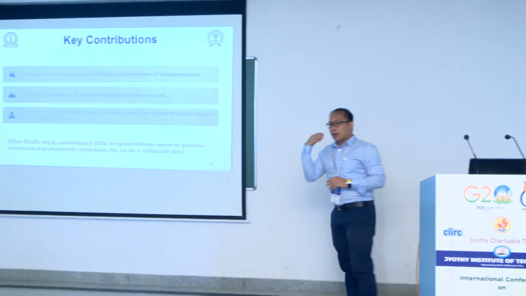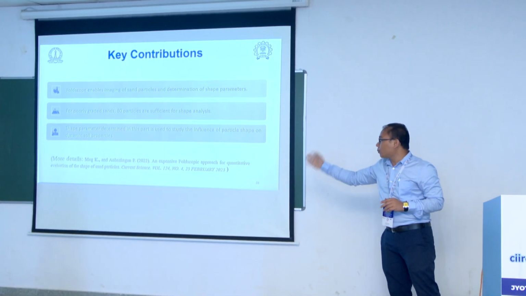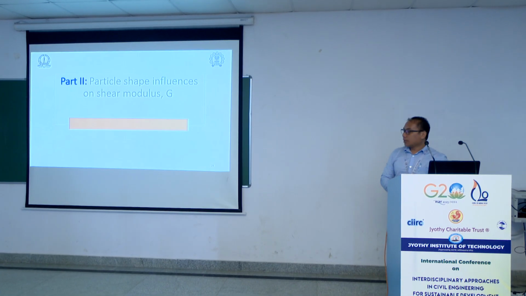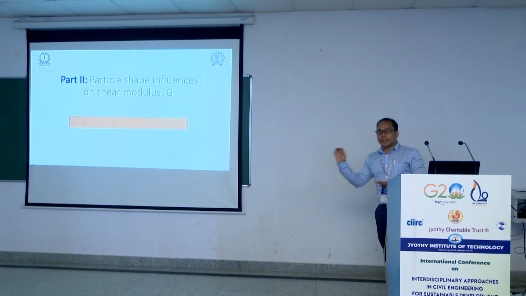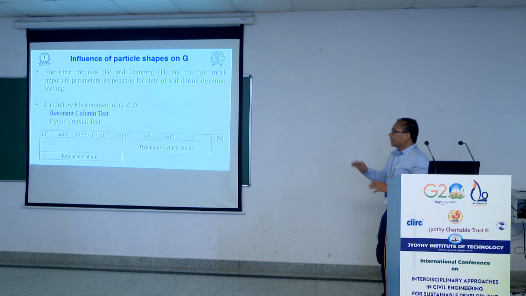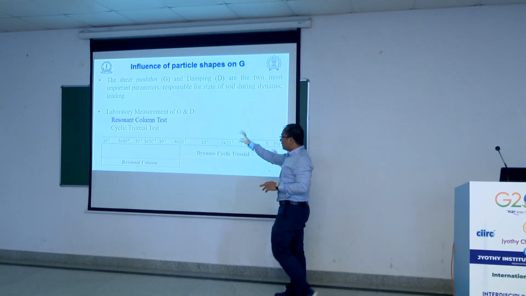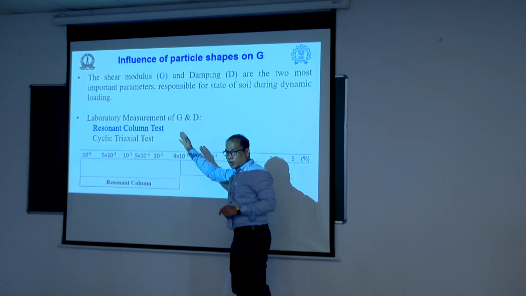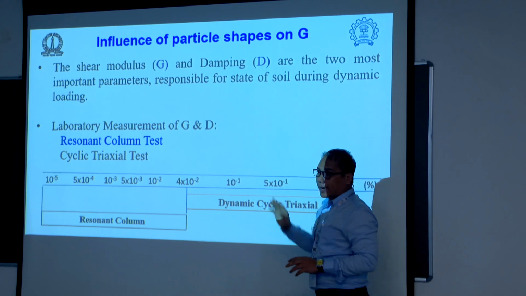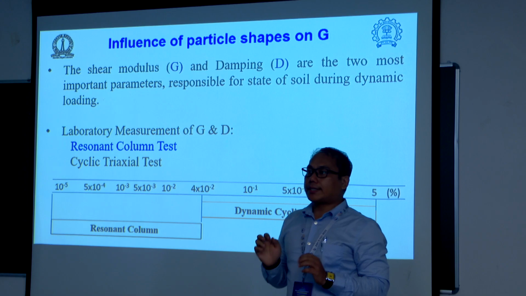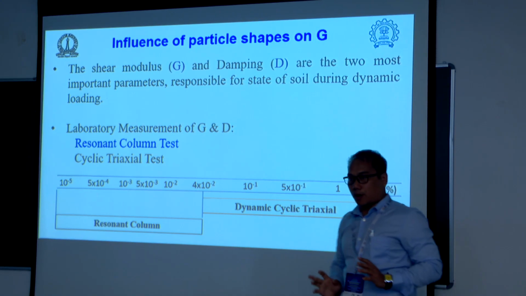So the shape parameters we determined in this first section were used for investigating the influence of particle shape on dynamic soil properties, which comes in the next section. This second part covers the influence of particle shape on shear modulus. Now we know that in the dynamic properties, the shear modulus G and damping ratio D are the two most indispensable input parameters which are required to analyze all soil vibration problems.